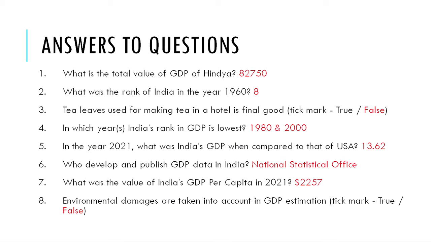First answer is 82,750, and second answer is 8. Third is false. And the fourth answer is 1980 and 2000. Answer of the fifth question is 13.62. Sixth answer is National Statistical Office. And seventh one is $2,257. And the eighth statement is also false.